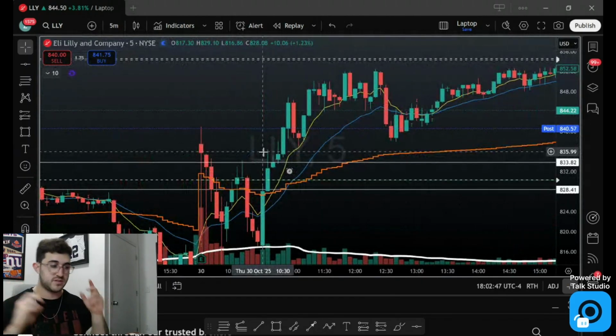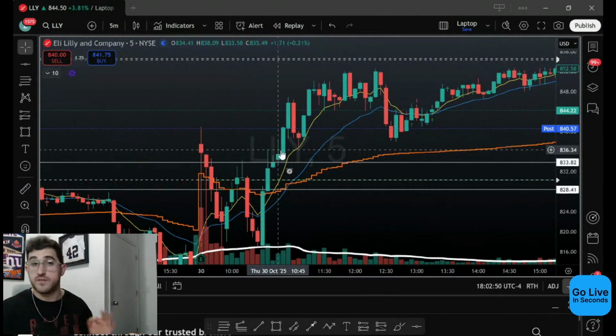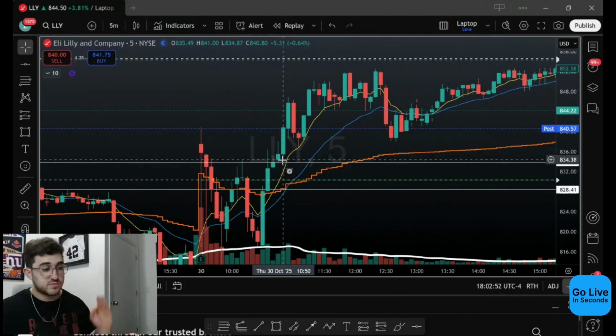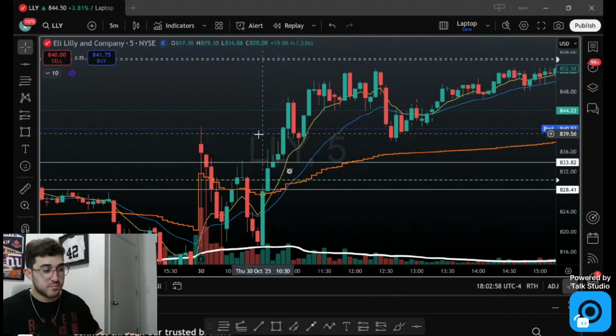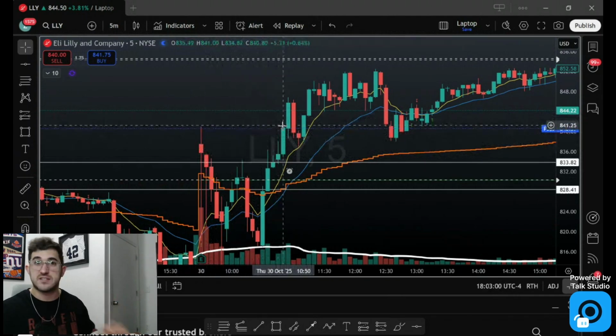We wanted a full size position. Well, some people did, some people didn't. But at the end of the day, which is what I was afraid of, if we waited for the 5-minute close back above the opening print, which this candle had, it actually not only closed above the opening print, but made new highs on the day at the exact same time.